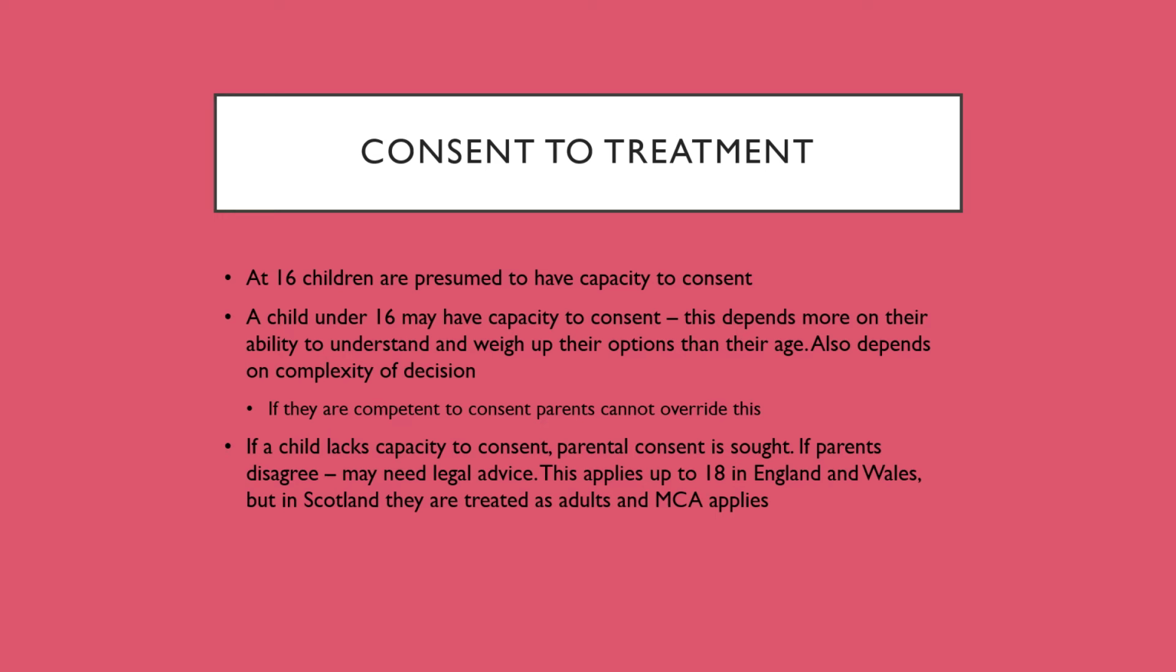So a child may be able to consent to a simple decision where it's easy to understand the options, but may not be able to consent to a more serious decision with more life-changing consequences. And if that child is deemed competent to consent, the parents cannot really override this. If the child doesn't have capacity to consent, then parental consent is adequate.